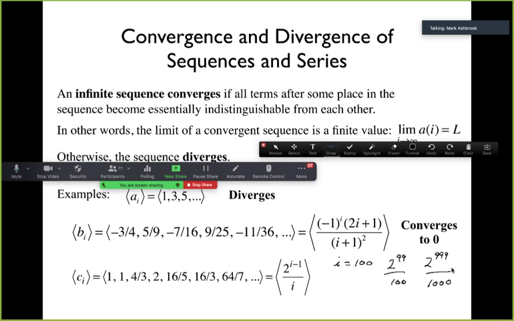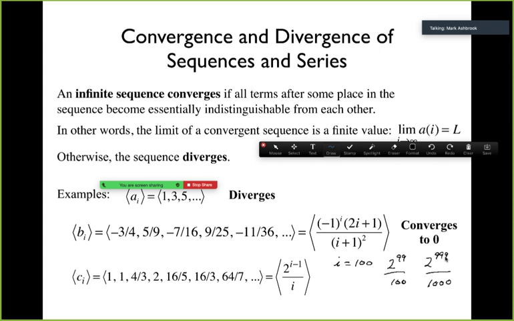What do you see happening here? What about 2 to the 999th power? Is that bigger or smaller than 1,000? Way bigger, right? Multiplying 2 together almost 1,000 times is going to be way bigger than just the number 1,000. So this numerator is just exploding compared to i getting bigger. So this diverges, because these numbers just get huge.